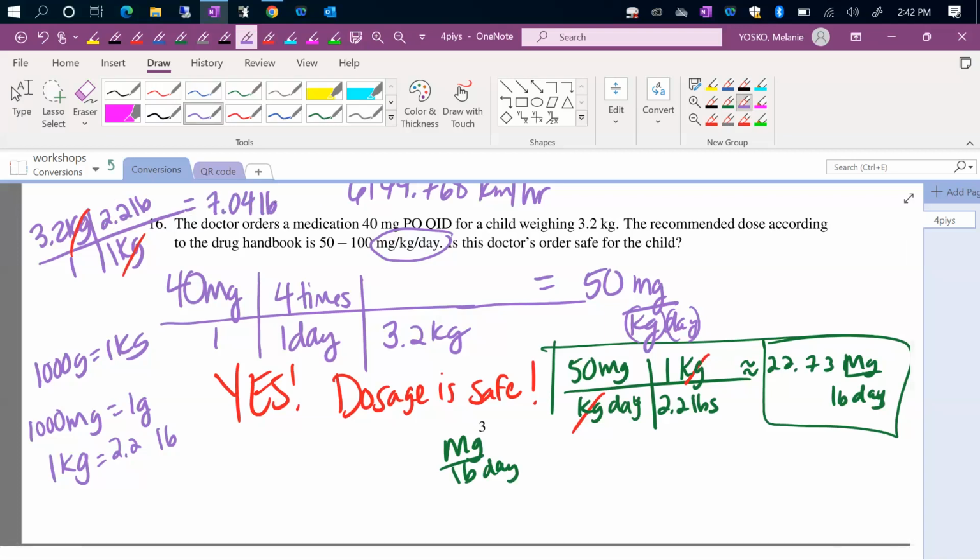That's a small child. That's like an infant, a newborn. It's a preemie baby.